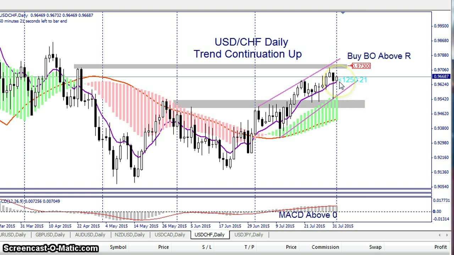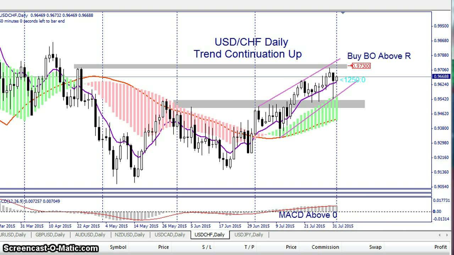So you can either place a pending buy order just above the high here, or wait for a complete breakout above the resistance, which is the 97.30 area. You can do that as well. I do expect price to go higher. The MACD is above zero, which means that the trend is going up.